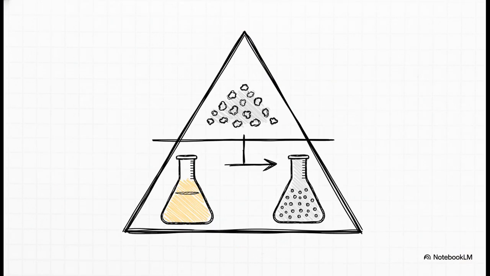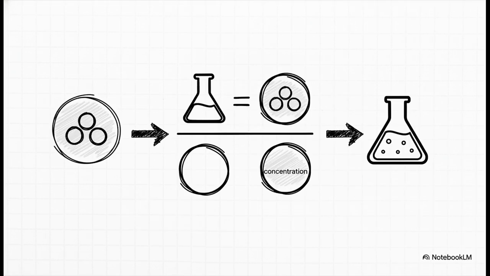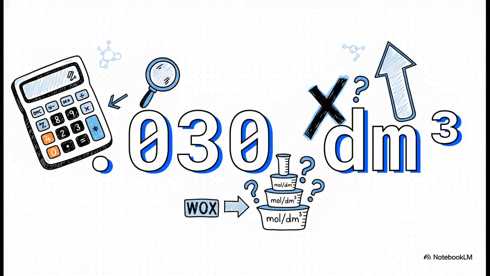First things first, we need the right formula. You probably know that concentration equals moles over volume. Well, since we're trying to find the volume, we just have to rearrange that to get volume equals moles over concentration. Now for the easy part. We just plug in the numbers they gave us. We've got 0.0045 moles and a concentration of 0.15. So our calculation is simply 0.0045 divided by 0.15. You punch that into your calculator and you get 0.030.